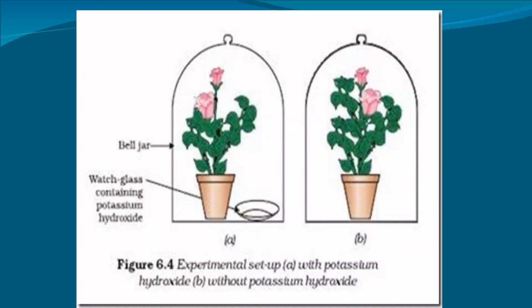As you can see in the diagram, the experimental setup in the first case has potassium hydroxide because the watch glass contains potassium hydroxide. In the second setup, there is no watch glass, so there is no potassium hydroxide. So we will observe that in the first setup with potassium hydroxide, the amount of starch will be more and it will be produced over here in more amount as compared to setup B. So this shows that carbon dioxide, which is also a raw material during the process of photosynthesis, is actually used in the process of photosynthesis.